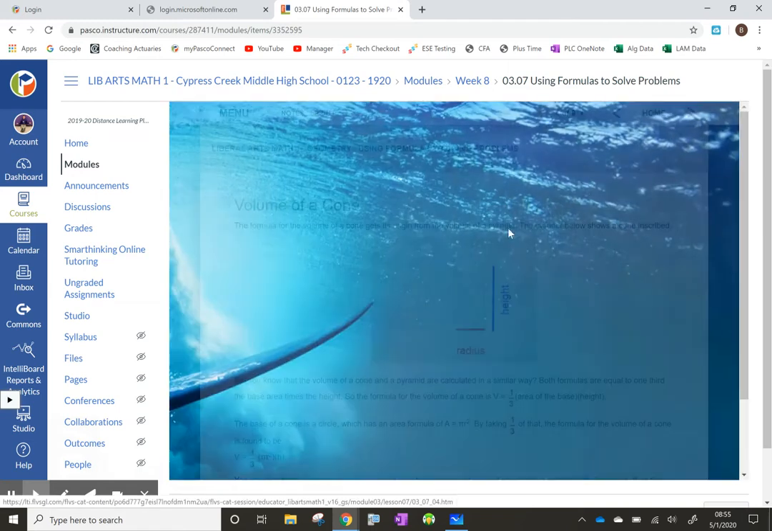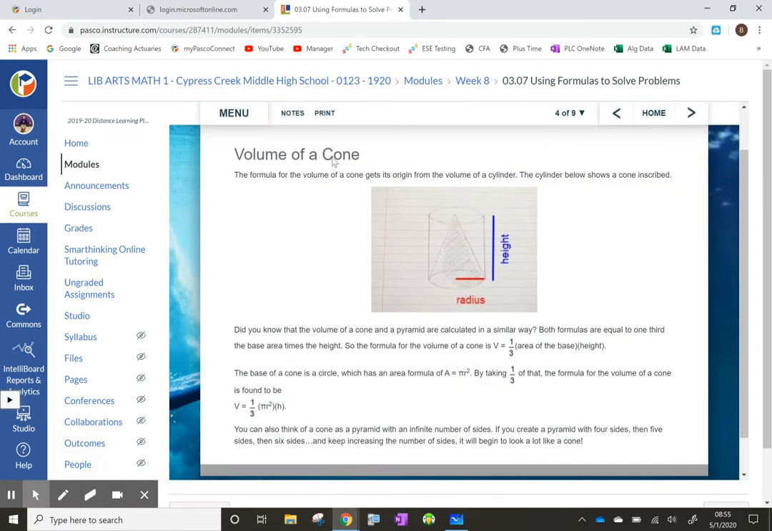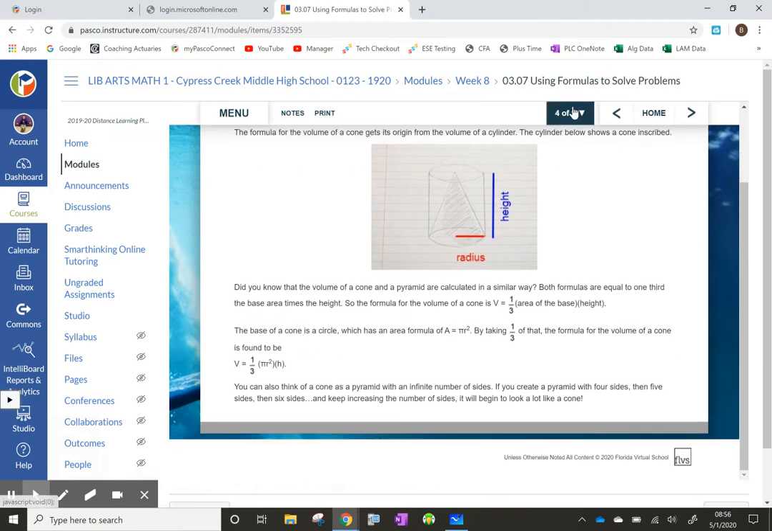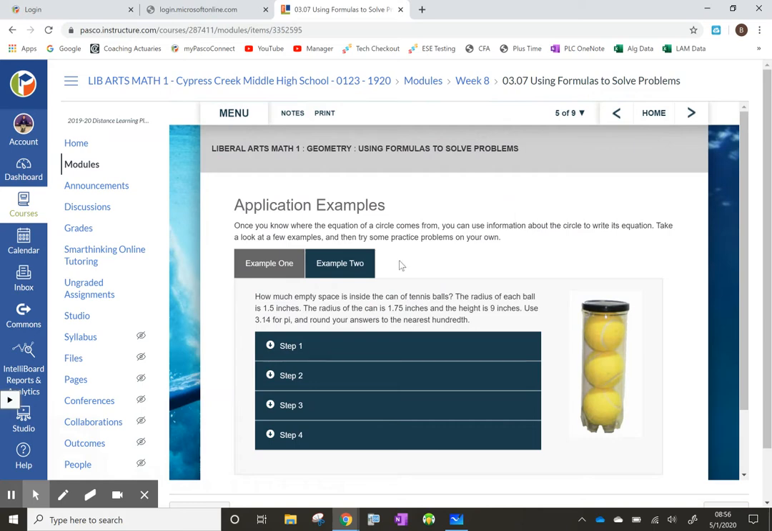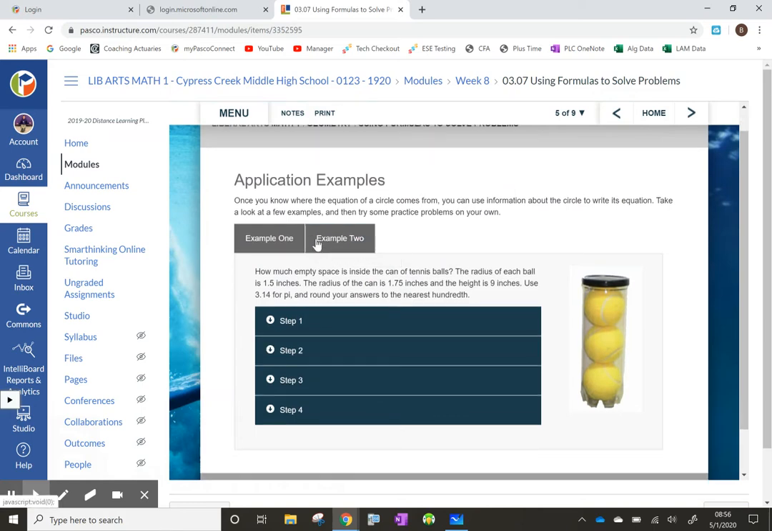So this is cool as well. The volume of a cone shows you how they get the volume of a cone. I already have this formula down, so I'll be fine with that. All right, so now some examples. Now we actually have to do some work.